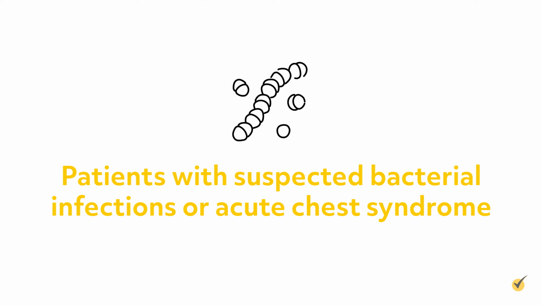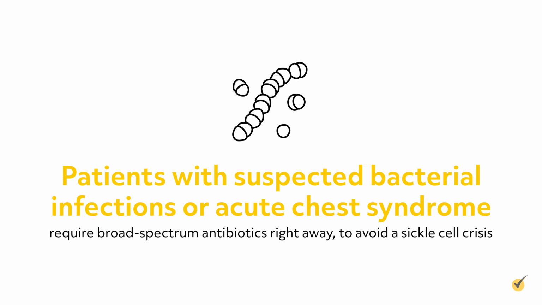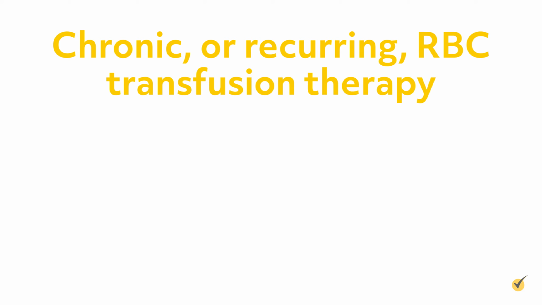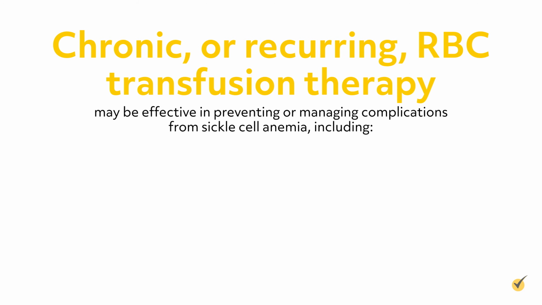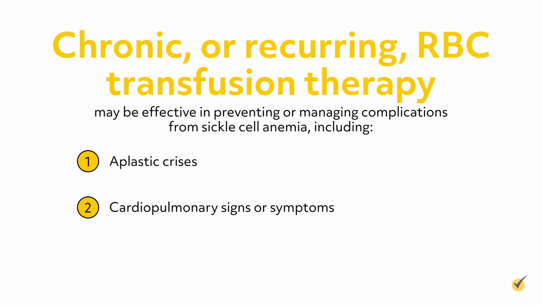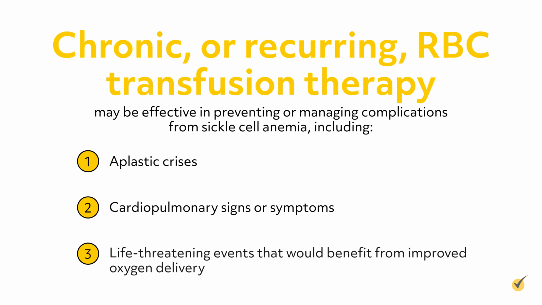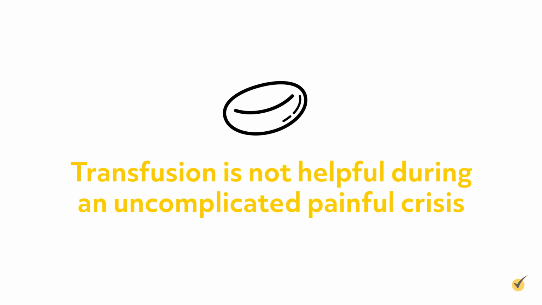Patients with suspected bacterial infections or acute chest syndrome require broad-spectrum antibiotics right away to avoid a sickle cell crisis. Chronic or recurring RBC transfusion therapy may be effective in preventing or managing complications from sickle cell anemia, including aplastic crises, cardiopulmonary signs or symptoms, and life-threatening events that would benefit from improved oxygen delivery. Transfusion is not helpful during an uncomplicated, painful crisis.